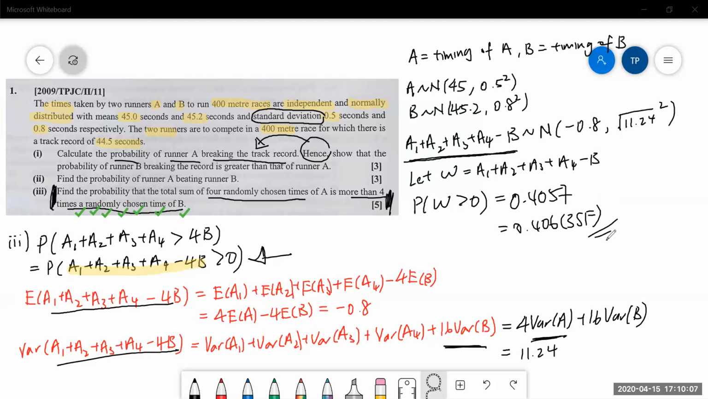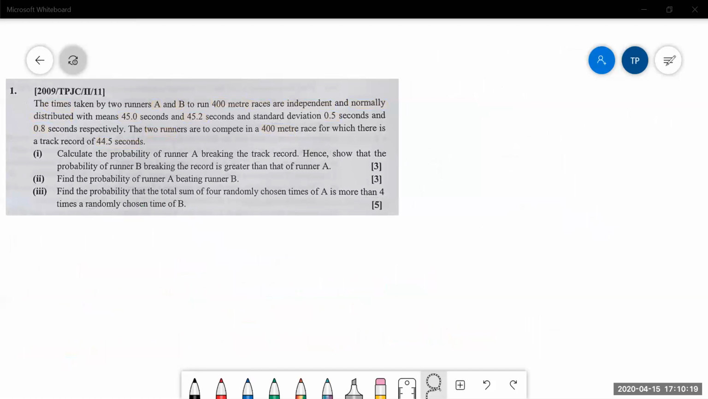Can you understand Question 1? Any part that you don't understand? No? Okay, great. Let's move on to the next question.